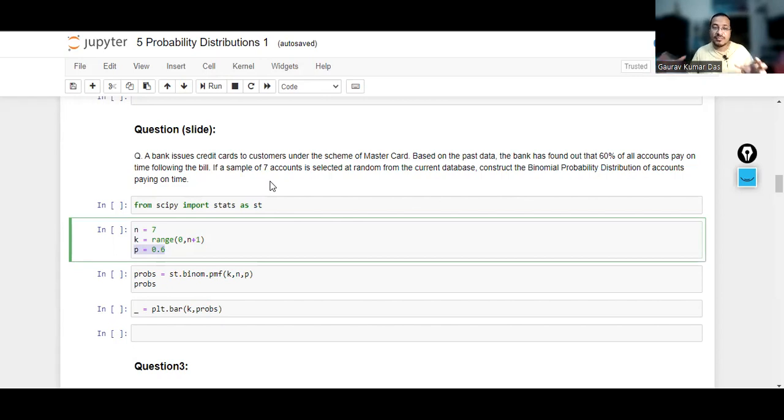And the possible events: obviously, out of 7 accounts, 8 accounts cannot pay on time, right? Either 0 accounts will pay on time, 1 account will pay on time, 2, 3, 4, 5, 6, till 7. So range of 0 to n plus 1. N is already 7, so 0 to 8 will give me 0, 1, 2, 3, 4, 5, 6, 7. That will be my value of K.